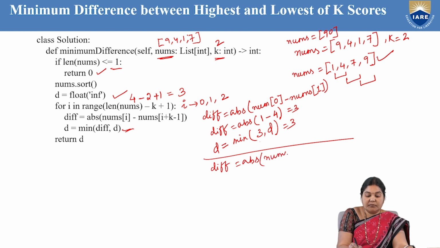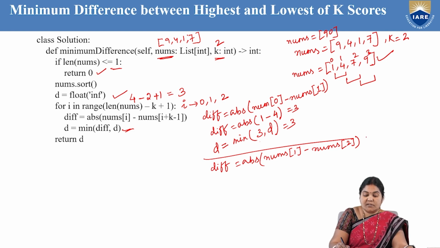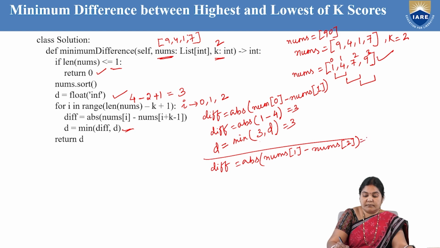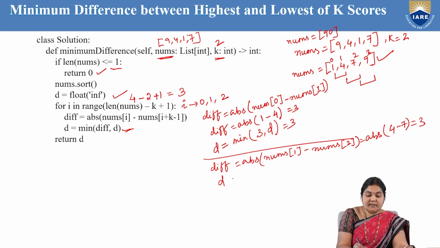So it is nums of 1 minus nums of 2. Nums of 1 is how much? This is 0, 1, 2, 3. Nums of 1 is 4. So it is ABS of 4 minus 7, which is 3. Now D is nothing but the minimum of the earlier difference, which is 3. Now the difference is also 3. So the minimum is 3 only.